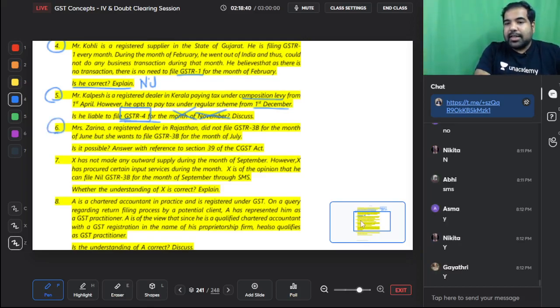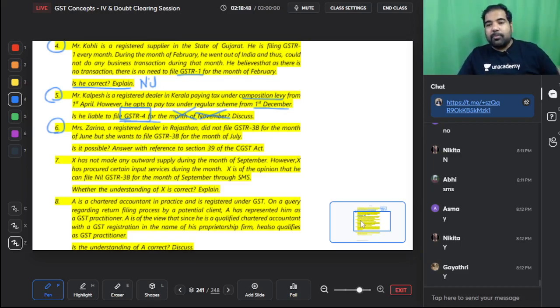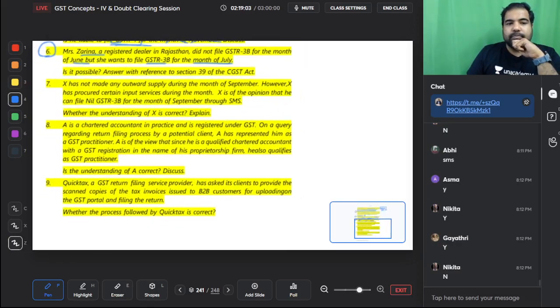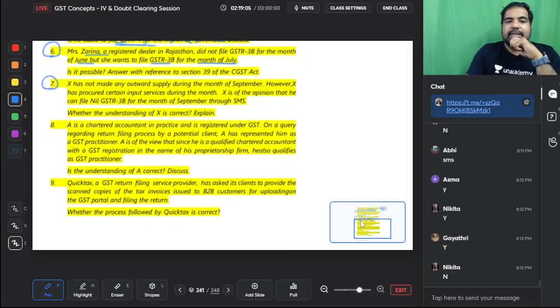Guys, this I have not discussed, but you can't file February's return unless you file January's return. So you cannot do very smartly. The months in which there is liability, you don't file your return, but the months there is credit, you file your return. That is not allowed. So Zarina wants to file the month of June. She has not filed, but she wants to file GSTR3B for the month of July. Is that possible? No, that is not possible.